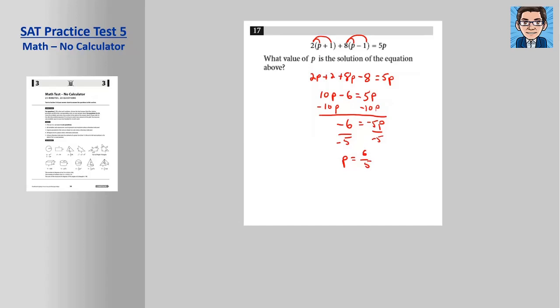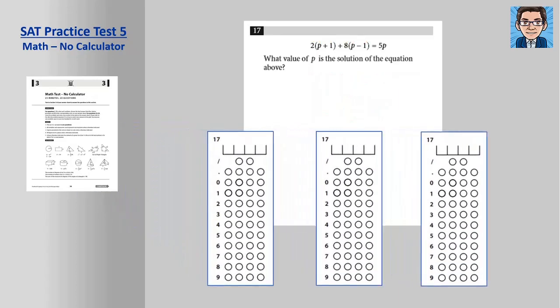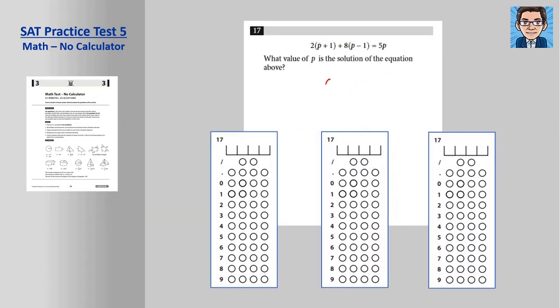Now let's talk about how we would put that into the grid for 6 over 5. If we have an answer of 6 over 5, we could simply put 6 over 5 like this. If you divided 6 over 5 out, we would get 1.2. So we could also go 1.2. We could also do as well.